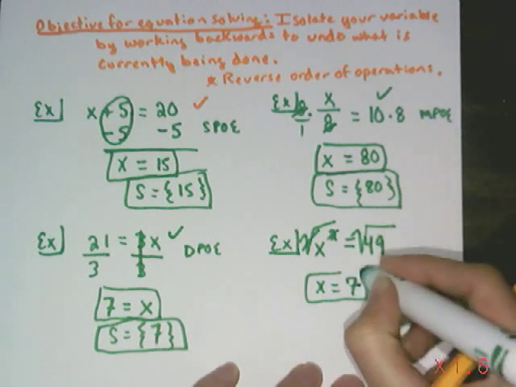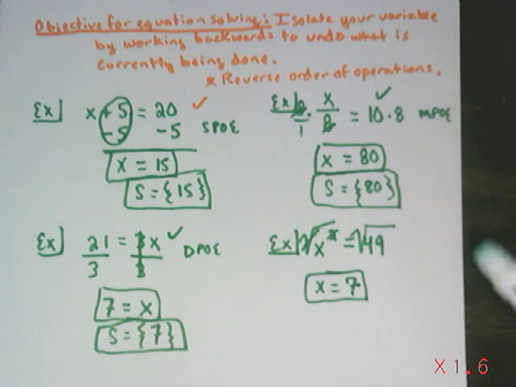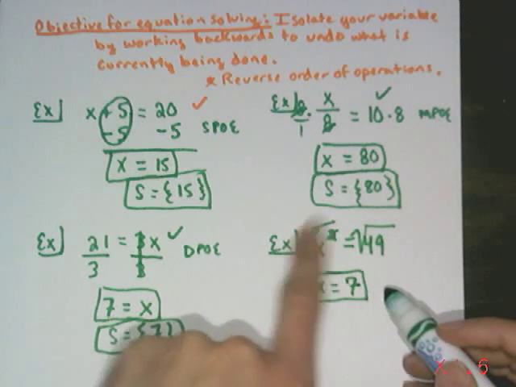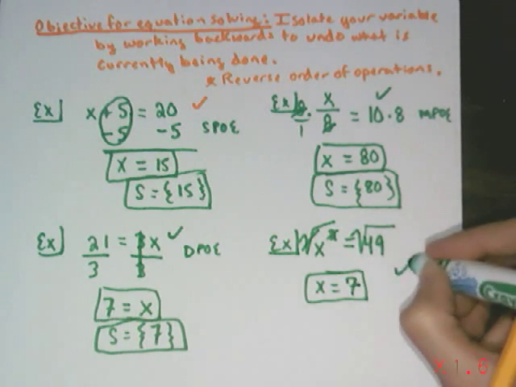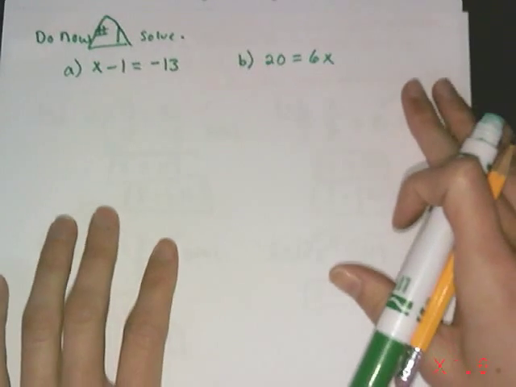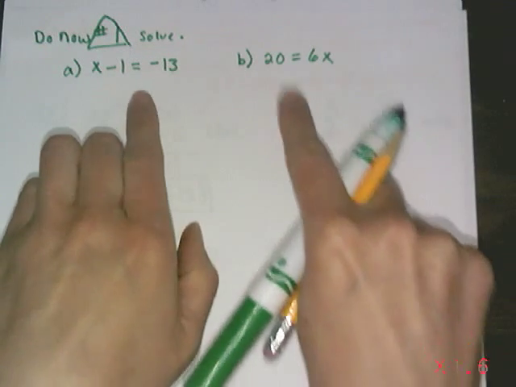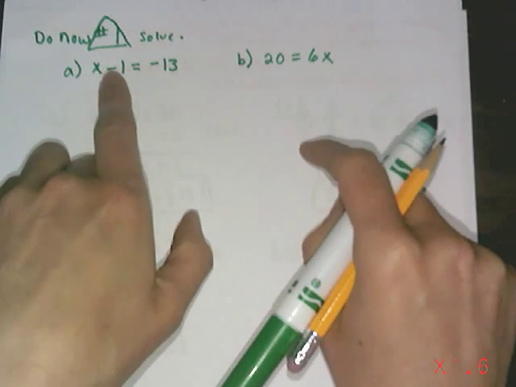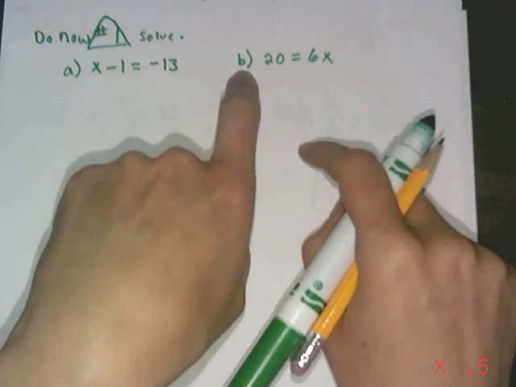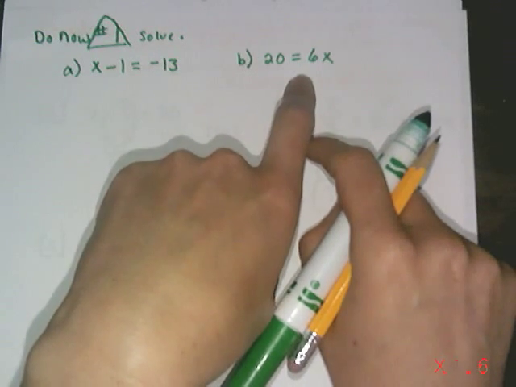So again, set notation if you would like. Otherwise, just be sure to check this mentally. 7 squared is 49. We're good. So now for Do Now number 1, go ahead and pause this video and try it on your own, and then we will discuss it. For Do Now number 1, put a big old triangle around it. You're to solve these two equations. A is x minus 1 equals negative 13, and B is 20 is equal to 6x.